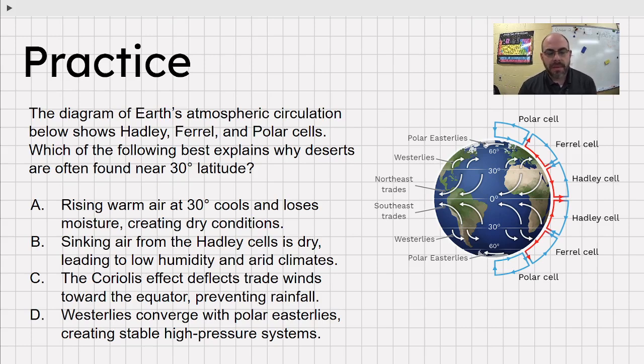Let's go find that in A, B, C, D. A: rising warm air at 30 cools. It's not rising warm. B: sinking air from the Hadley cell is dry, leading to low humidity and arid climates. We like that one. Let's look at C and D, though, just to talk about them. C: Coriolis effect deflects trade winds toward the equator, preventing rainfall. There's no reason to believe that. D: westerlies converge with the polar easterlies, which happens at 60, not 30.